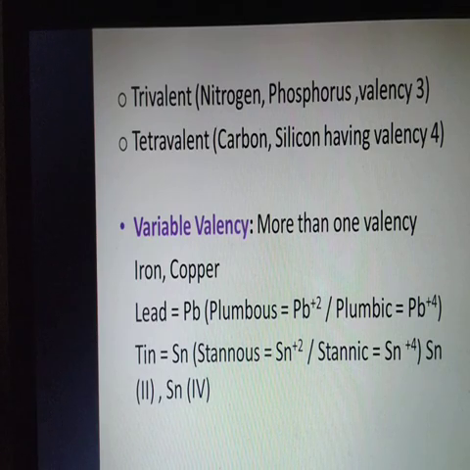Tin: stannous, the symbol is Sn2+, but what is the valency? It's 2. And what about stannic? Sn4+. But what about the valency? Stannous is 2, and for stannic the valency is 4. Only 4, no plus, neither minus.